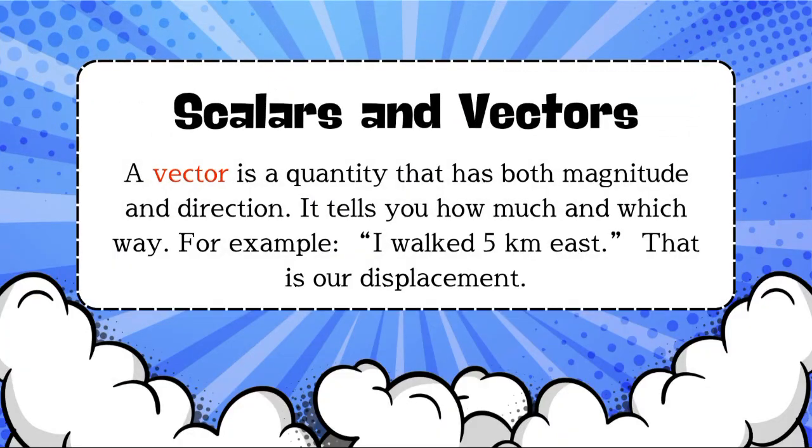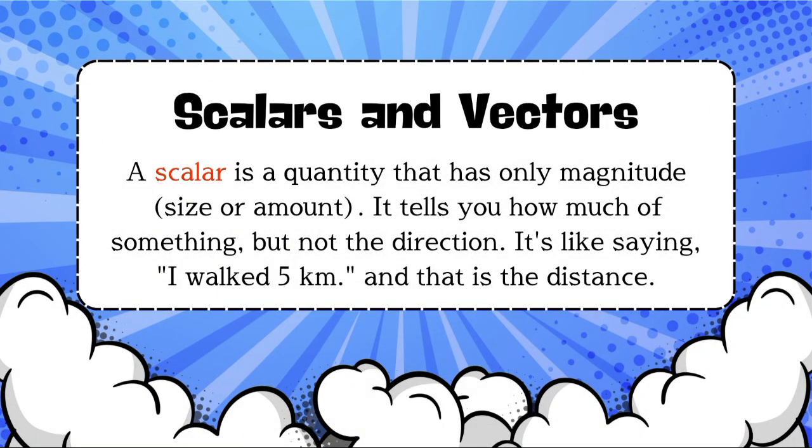A vector is a quantity that has both magnitude and direction. Example, walking 5 km east. The kilometer is the magnitude and the east is the direction. This is different from a scalar, which only has magnitude, like mass, temperature, and time.